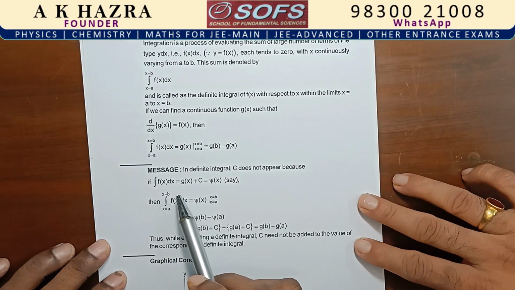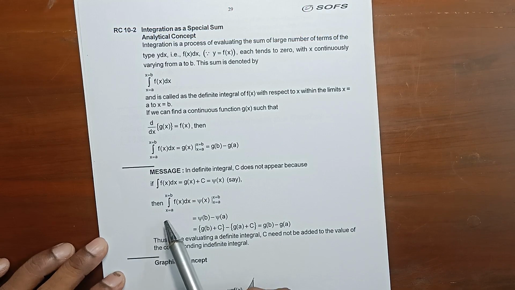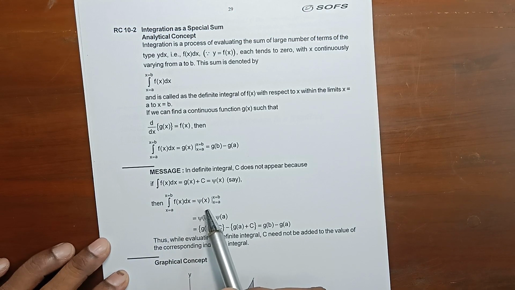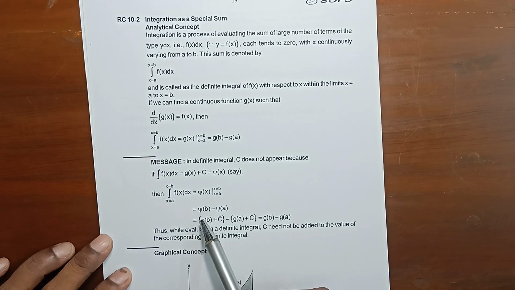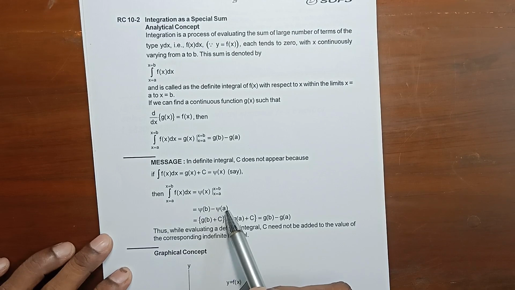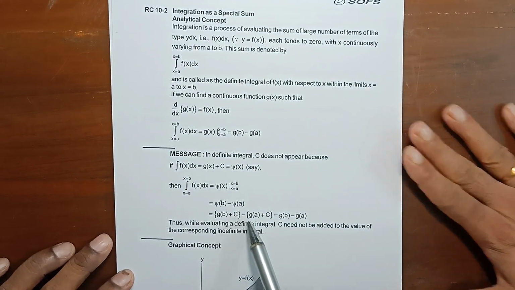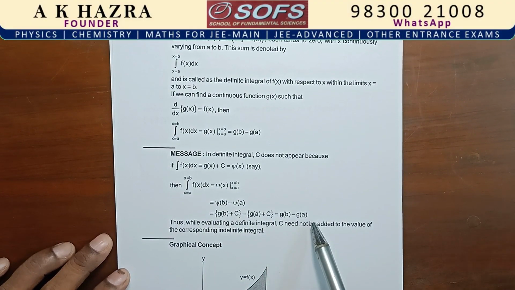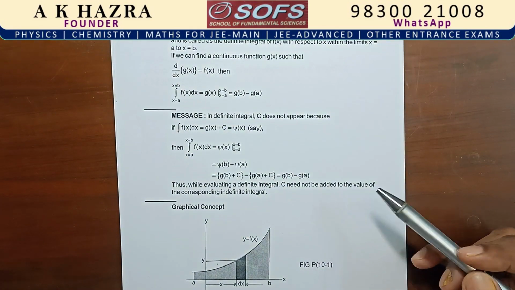If integral of f(x) dx equals to g(x) plus c is equal to psi(x), then integral of f(x) dx from x equal to a to x equal to b is equal to what? Psi(x) from x equals to a to x equals to b. So Newton-Leibniz theorem, psi(b) minus psi(a). Now what is psi(b)? g(b) plus c. What is psi(a)? g(a) plus c. c cancels out. So we will have g(b) minus g(a). Thus, in definite integration, c does not appear.